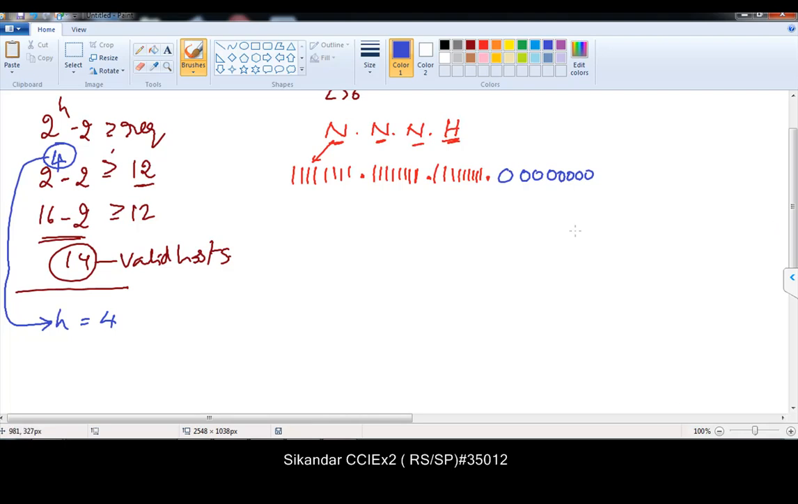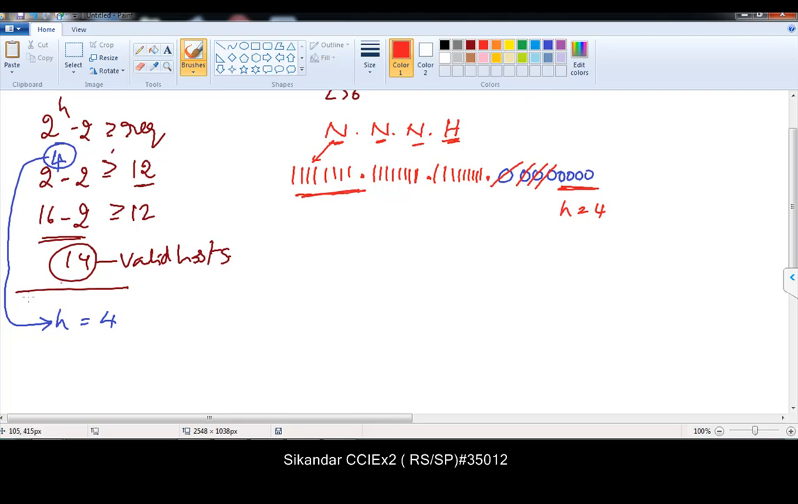We can see here, as per my requirement, if I just take 4 as host bits, that is more than enough. So I'm going to use only 4 host bits, so the h value will be 4, whereas the remaining 4, I'm going to convert them into ones, that is networks.